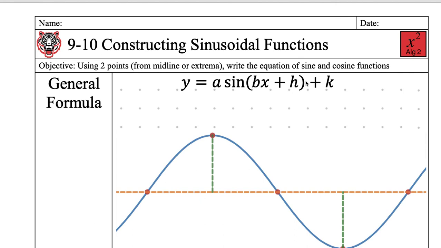All right, so we're in Algebra 2. Today's lesson is 9-10, constructing sinusoidal functions. We're going backwards. Today's date is Wednesday, March 4th, 2020. I already see a hand that wants to read the objective, but only one that has a card in it. Brian. So, using 2 points from midline or extreme, write the equation of the sine and cosine functions.